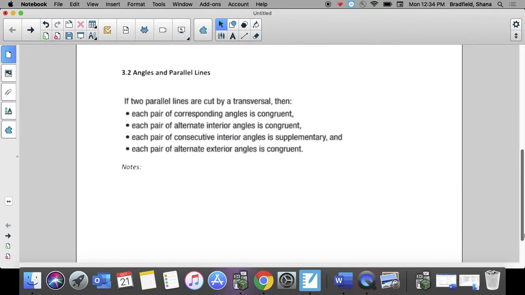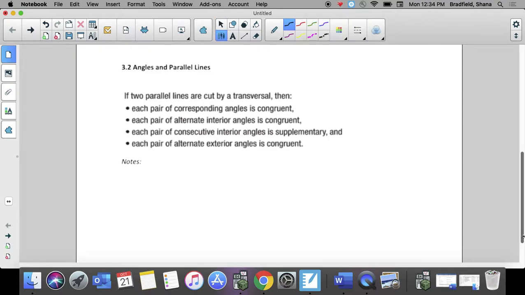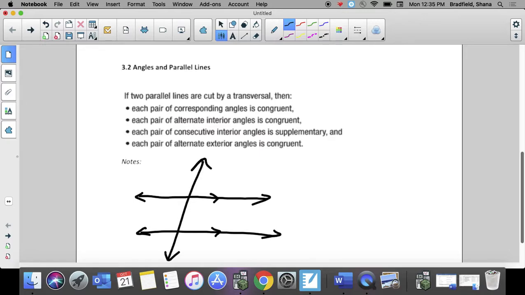On 3.2, we talk specifically about what happens when the two lines that we're cutting with a transversal are parallel lines. So we have two lines. We're going to say that they're parallel. So this is also a way to indicate that they're parallel. And then cut by a transversal. And so we find out that we have either congruent angles or supplementary angles when we have two parallel lines cut by a transversal.